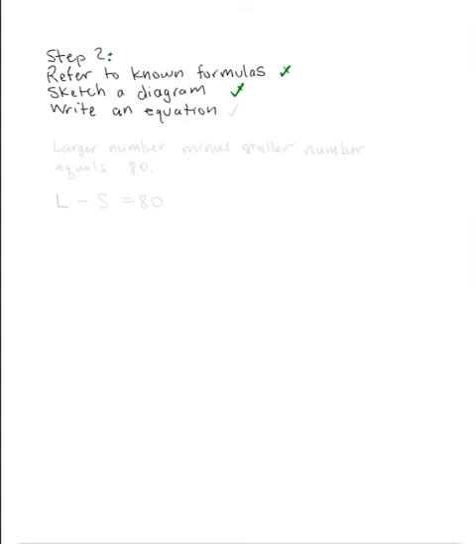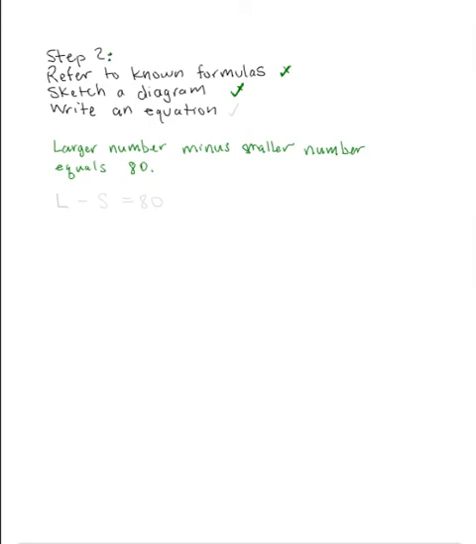which is to say that the second sentence, when the smaller number is subtracted from the larger number, the result is 80. Keep in mind the word from tells you the order of subtraction. That means if you're subtracting from the larger number, then the larger number is written first in your subtraction problem. So it would be larger number minus smaller number equals 80. So let's write that. Larger number minus smaller number equals 80.